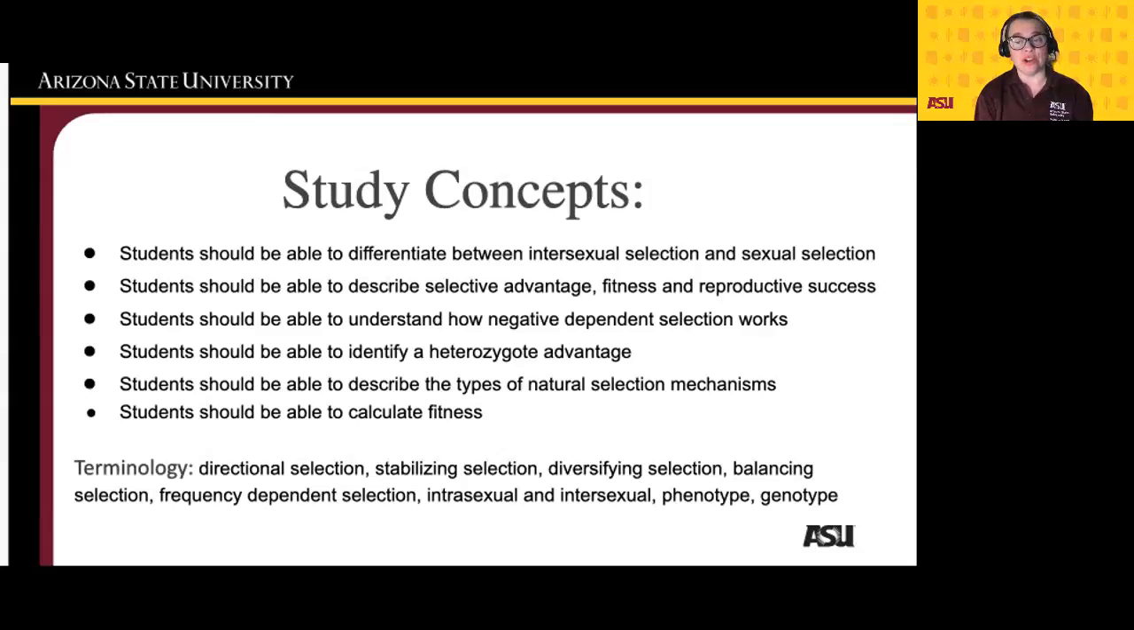Students should be able to differentiate between intersexual and intrasexual selection. Students should be able to describe selective advantage, fitness, and reproductive success. Students should be able to understand how negative frequency-dependent selection works. Students should be able to identify a heterozygote advantage. Students should be able to describe the types of natural selection mechanisms. And students should be able to calculate fitness.